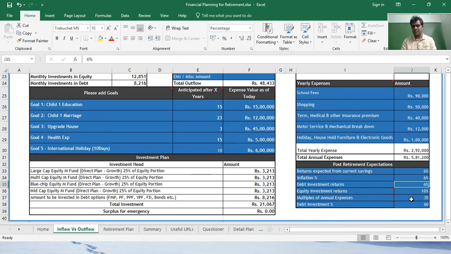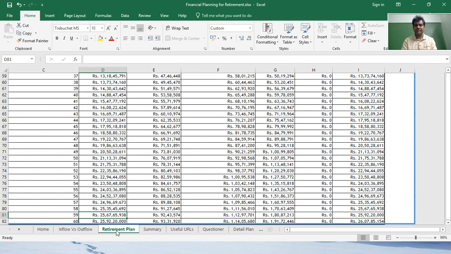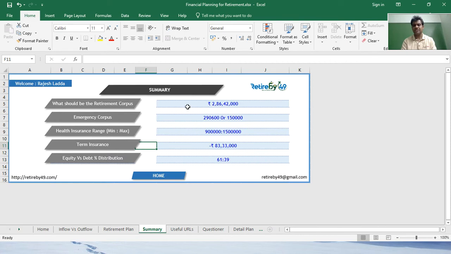Okay, so you can keep on playing with this number. You can change this number to 11 percent, 12 percent and check. So if you increase back to 11 percent, you see you have again a good corpus left even though you have 60% in debt. Okay, this will generate a summary sheet for you.